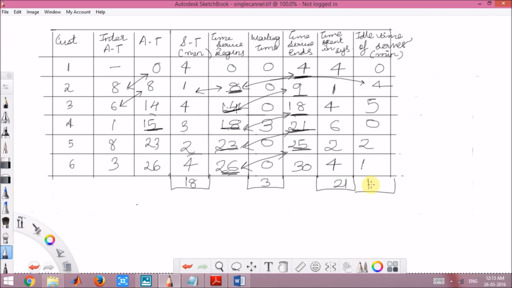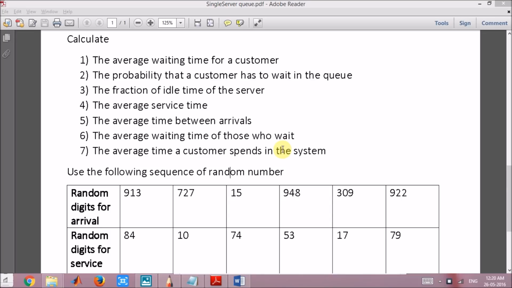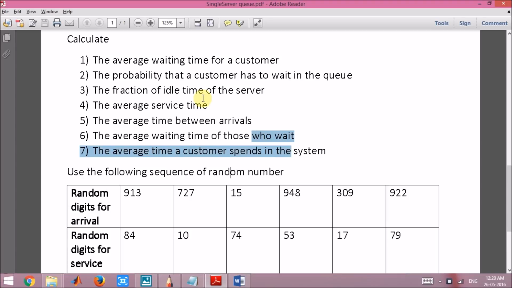Right? So we have the total. Now comes the part of calculation, which we will look at in the next section. After finding the big table, what we have to calculate, that's given in the sum, is these 7 things. So let's look at how we calculate each thing.